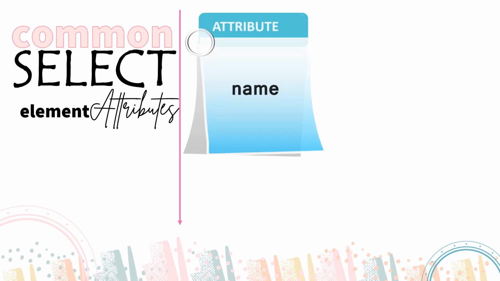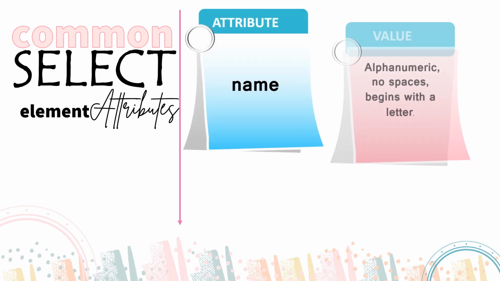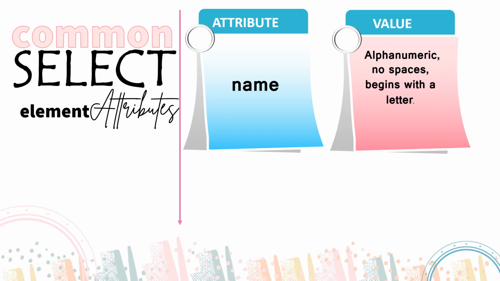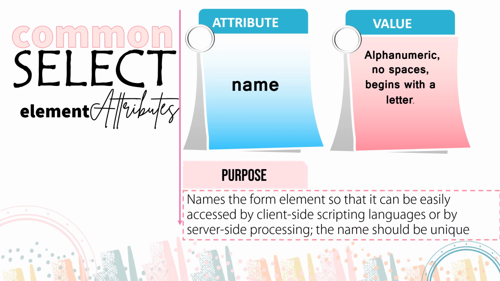Here are the common attributes of the select element. The first one is name, and then the value of name. It is alphanumeric, no spaces, and begins with a letter. The purpose: it names the form element so that it can be easily accessed by client-side scripting languages or by server-side processing. The name should be unique, meaning to say walang kaparehas.